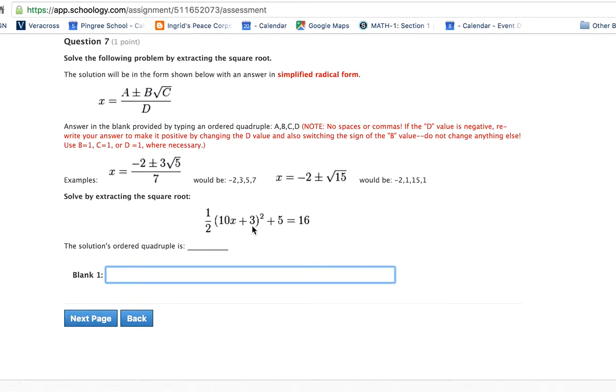Then I would subtract 3. So it becomes minus 3 plus or minus radical 22. And then it's all over 10. So the quadruple then would be minus 3, comma, and then 1, comma, because it's outside the radical, and then 22, comma, and then 10. I can't simplify that factor. Okay, keep our fingers crossed that that's right.